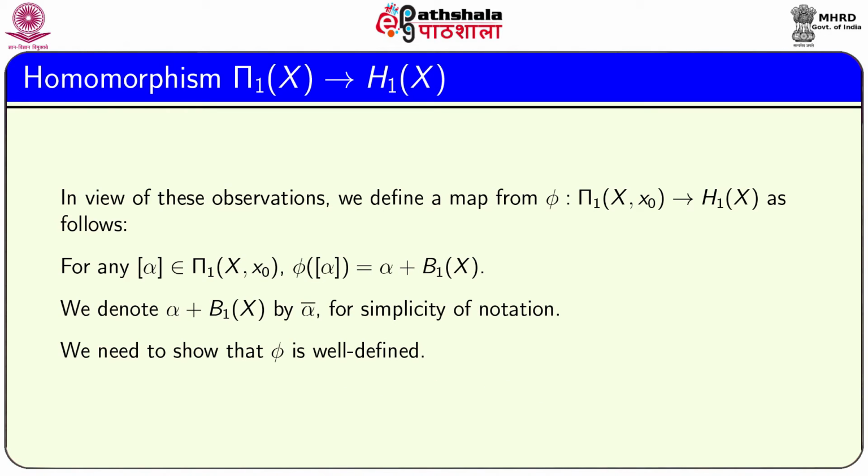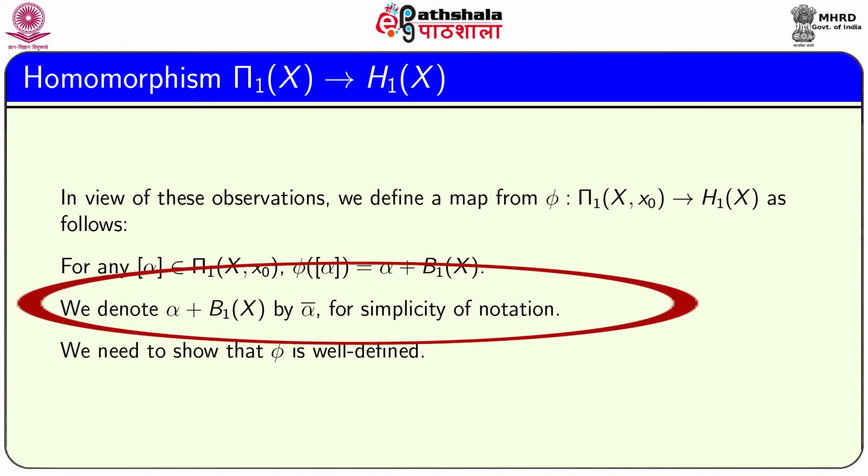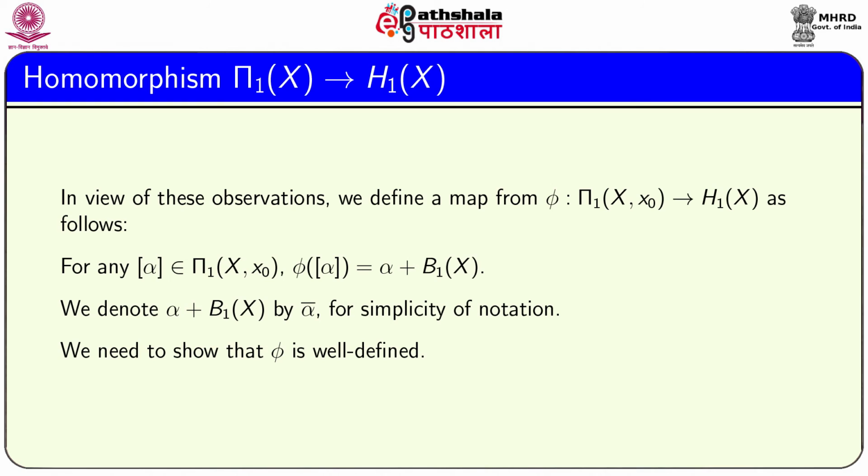In view of these observations, we define a map from pi 1(X, x0) to H1(X) very naturally as follows, that if I take a class alpha from pi 1(X, x0), then phi of alpha is equal to alpha plus B1(X), where alpha plus B1(X) will be denoted by alpha bar for simplicity of notation.